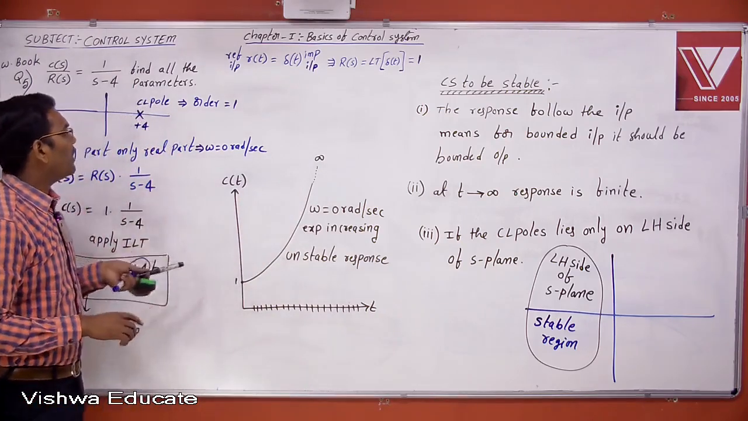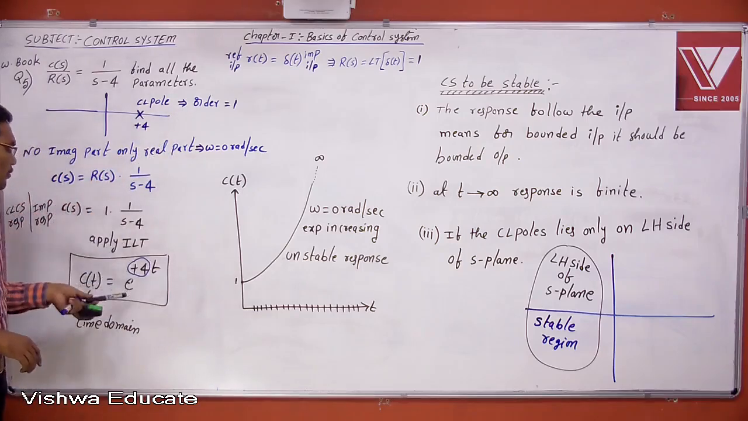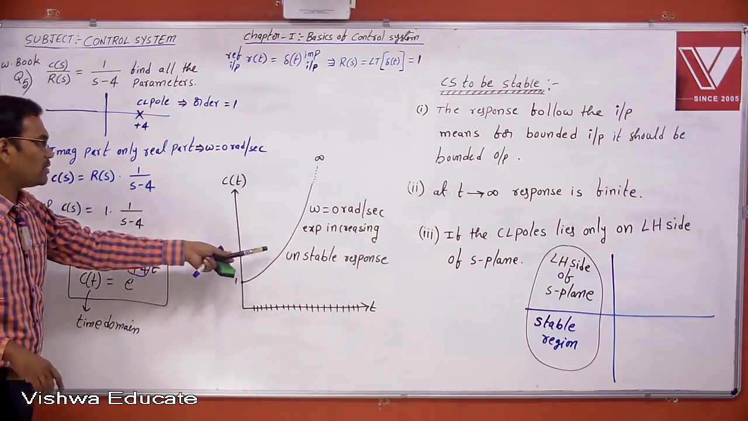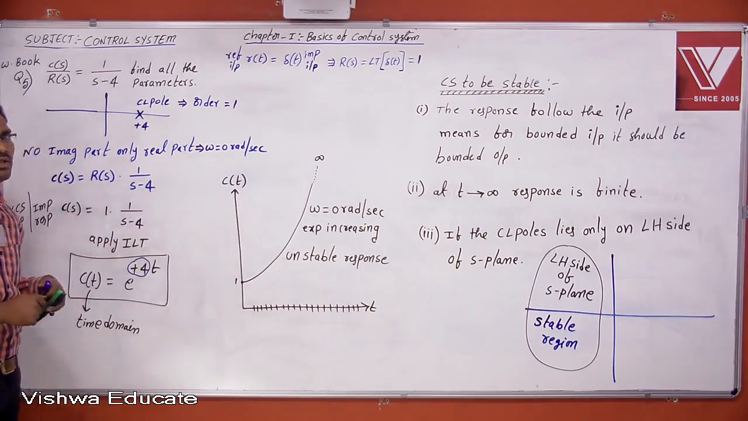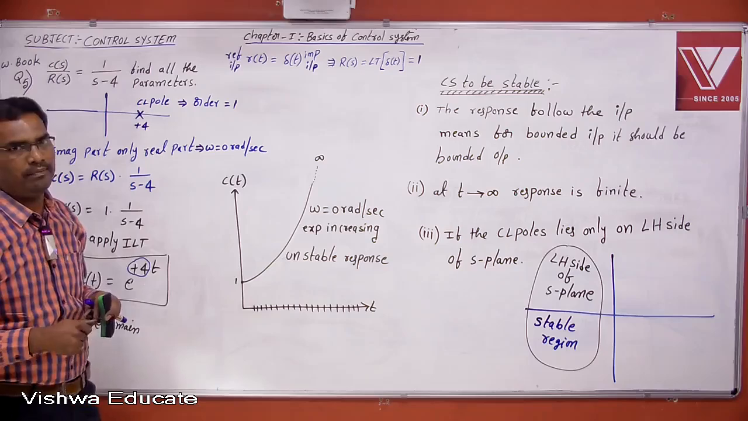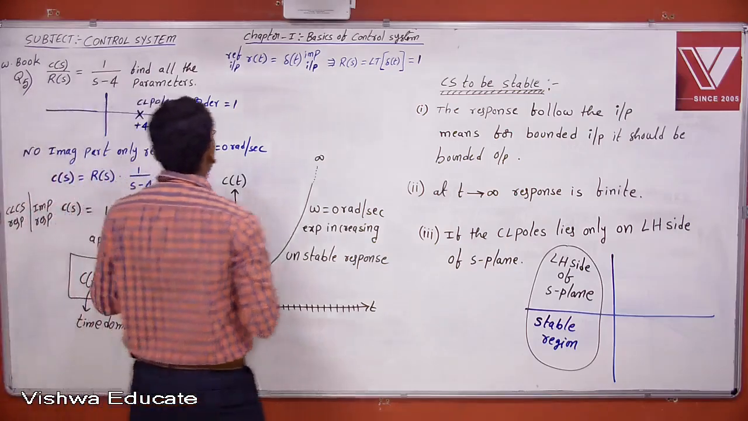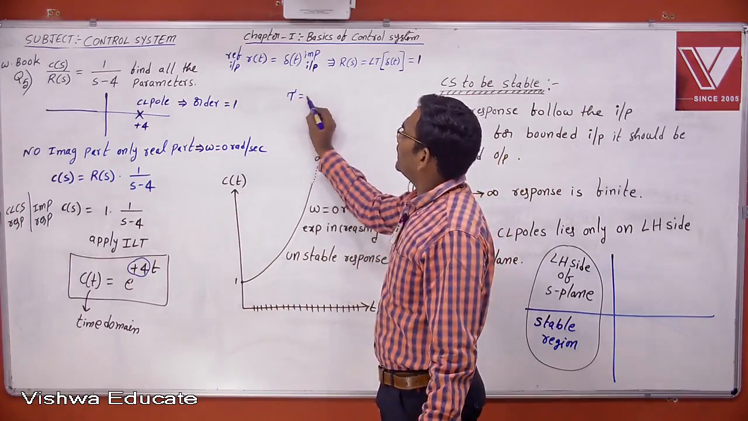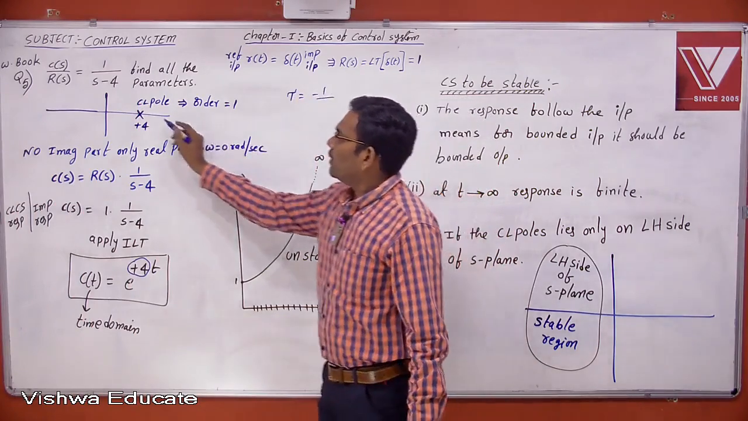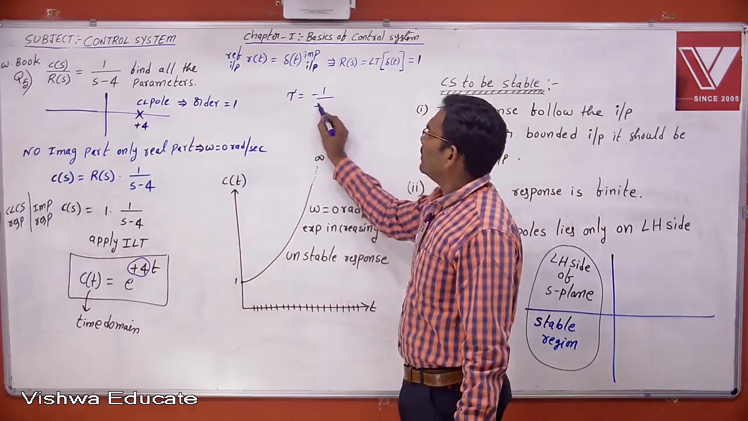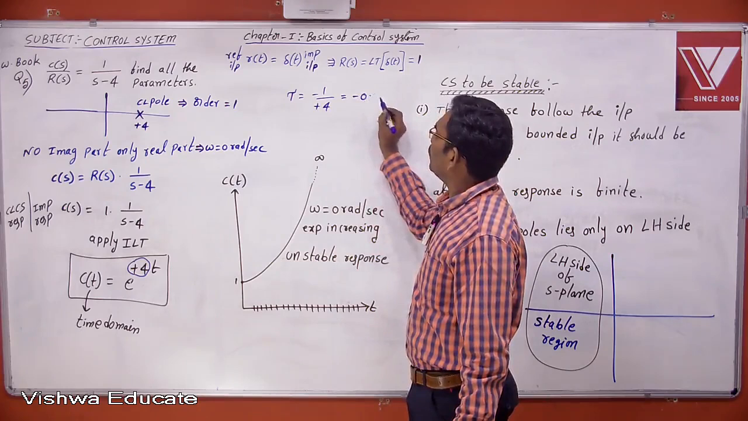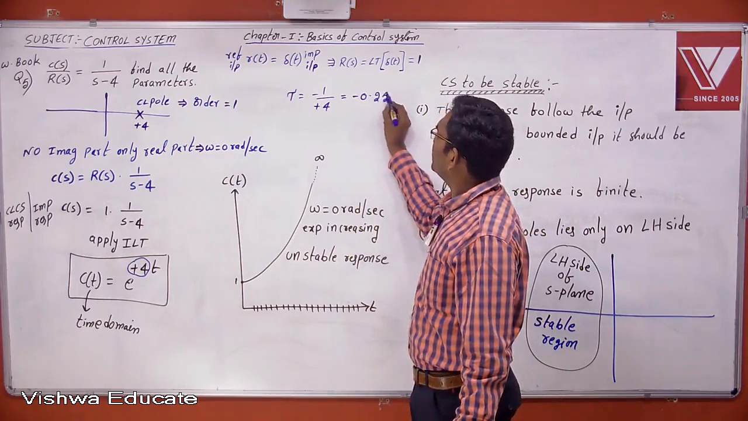Then one more parameter: you find the order, you find the response, you find the behavior, you find the system stability, you find the frequency of oscillation. Then what is the time constant? So can I write like this? The time constant is nothing but the negative of the reciprocal of the real part of the pole, which is plus 4, which is equal to minus 0.25 seconds.